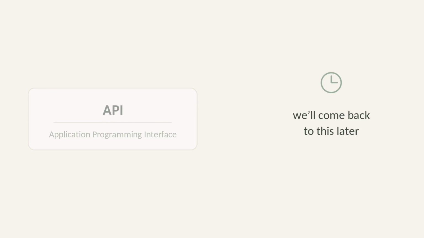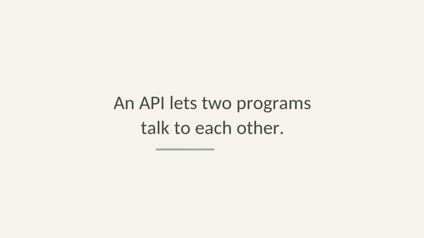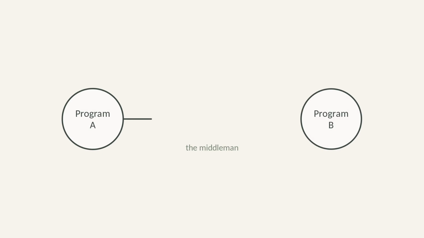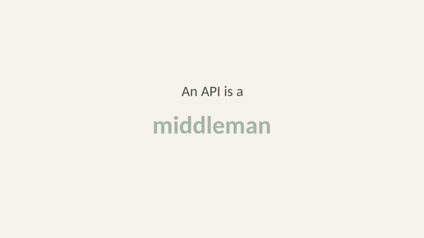Here's the simplest version. An API allows two pieces of software to talk to each other in an organized way. That's it. That's the core idea. One program needs something. Another program has it. The API is the messenger in the middle that carries the request over and brings the answer back. In simple terms, an API is a middleman that lets one program ask another program for something. Hold on to that word, middleman.